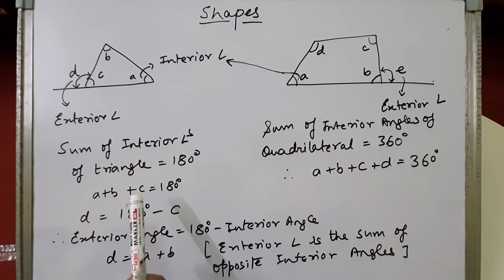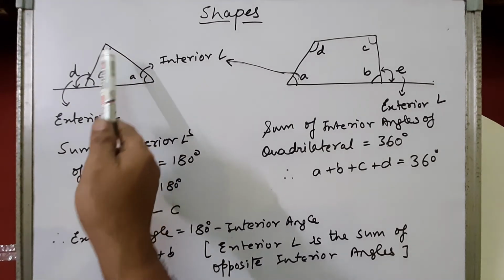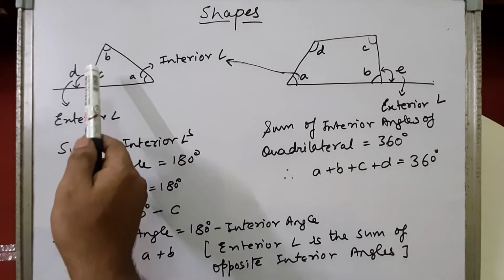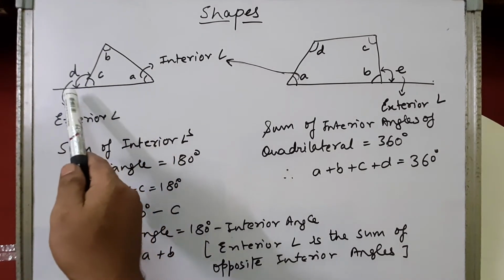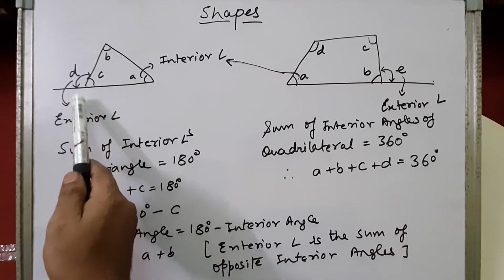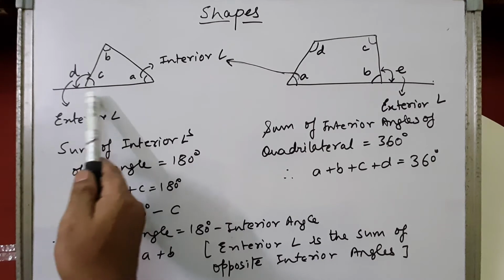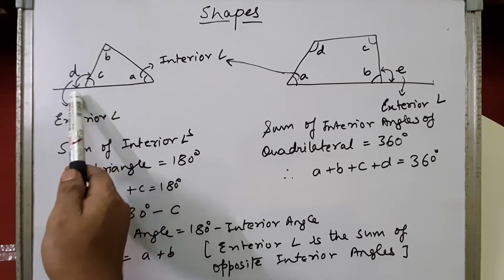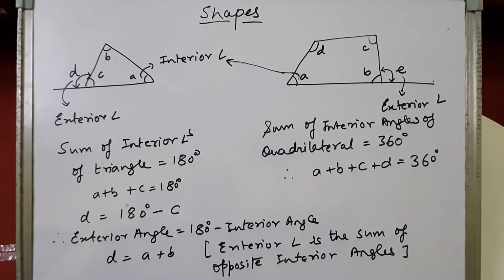From here we can say that if the interior angles are A, B and C, then the value of A plus B plus C will be 180 degrees. Okay children, now pay attention here. The angles C and D: angles C and D are the angles on a straight line, and we have just studied that if we take the sum of the angles formed on a straight line, it will be 180 degrees.